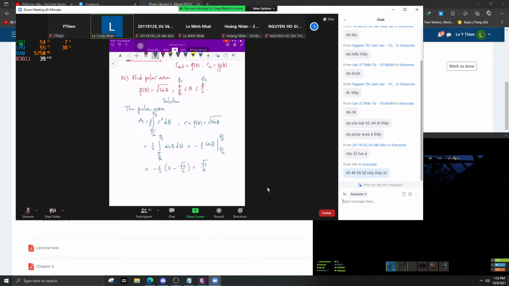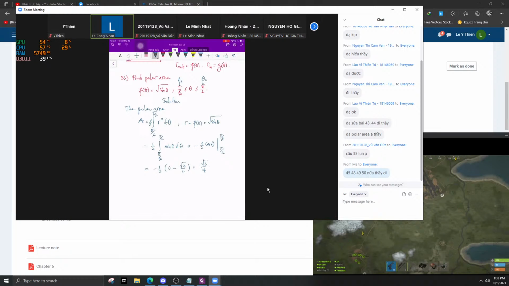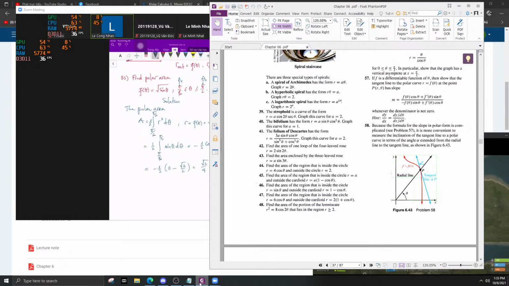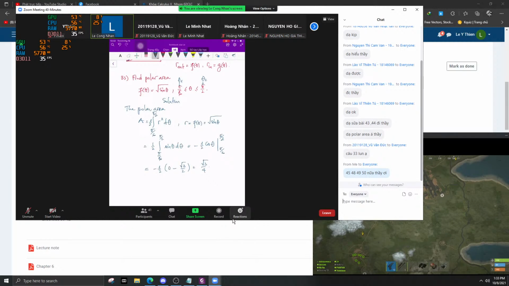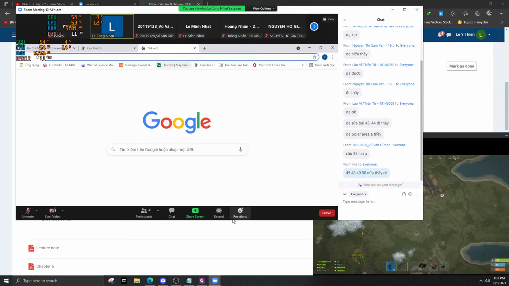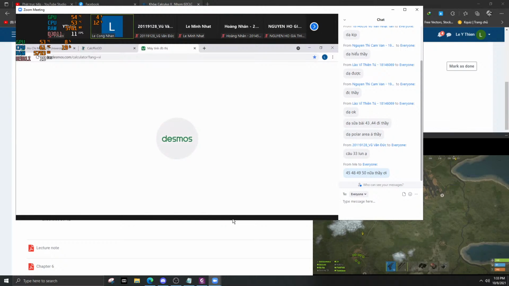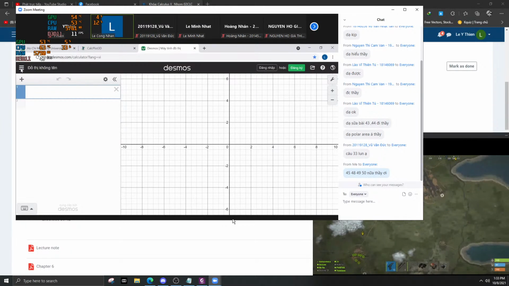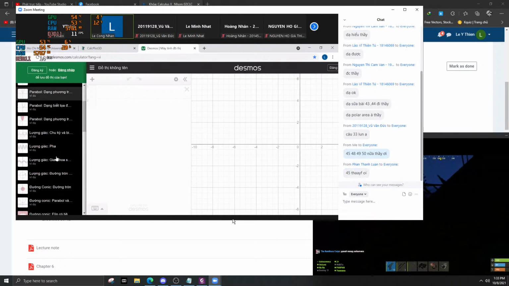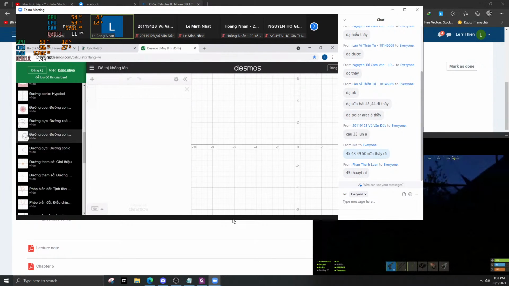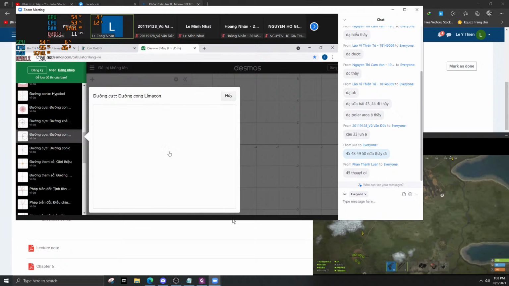Okay. So in the problem 43, you could use desmos.com. Okay. So we choose desmos.com to sketch the curve in the polar coordinate. Here we need to choose the polar curve.